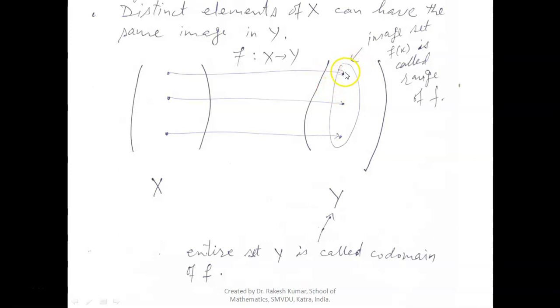Here we can see this arrow denotes these points, that is the image set f(X), which is called the range of f. So these are the images, and this set is known as the range of f. Now this entire set Y is called the codomain of f. This entire set may have some elements which are not associated to elements of X. So that entire set is known as the codomain of f.